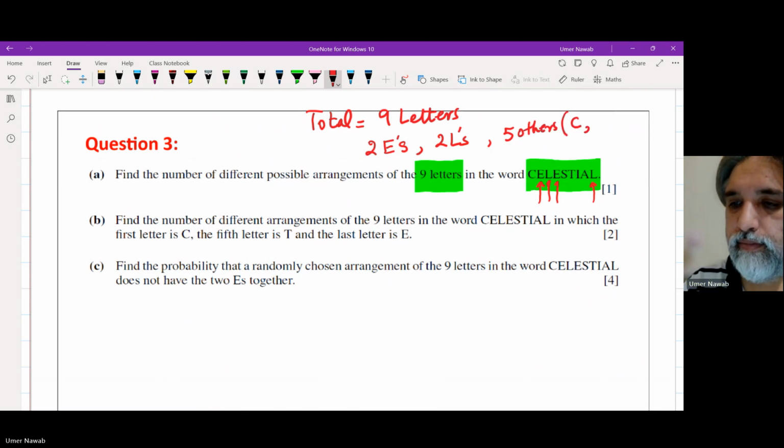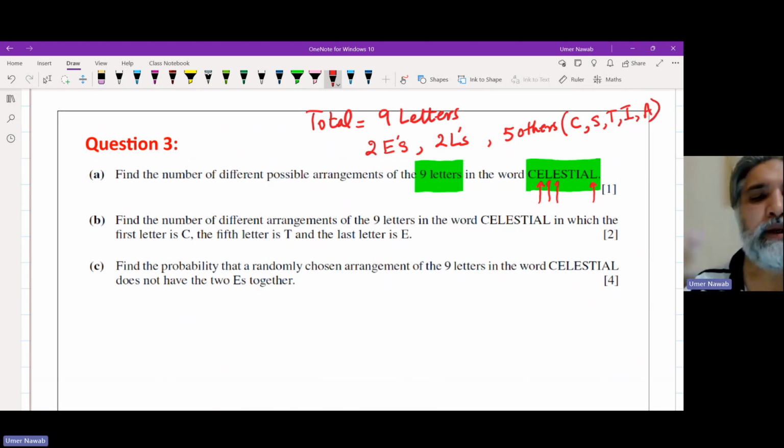Yani C, S, D, I, and A. Correct? Find the possible number of arrangements. Very simple question. 1 mark it has.